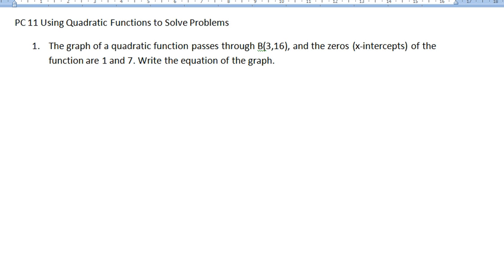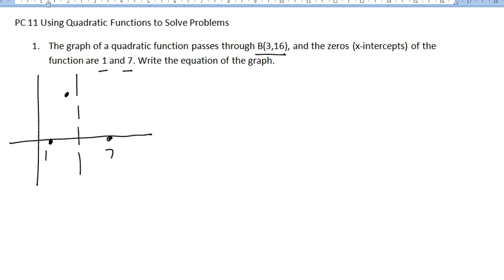Here's our first example. We've got a quadratic function that passes through the point (3, 16) and the zeros, or x-intercepts, are at 1 and 7. So there are my x-intercepts at 1 and 7, and then (3, 16) is going to be there. We also know that our axis of symmetry is x equals 4, because that's halfway between 1 and 7.